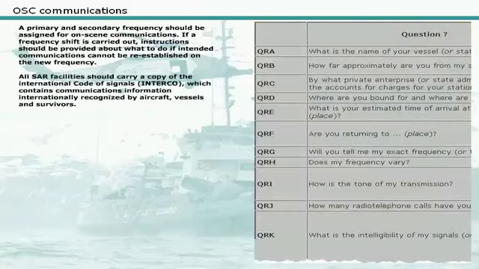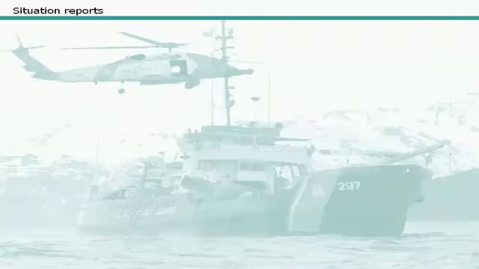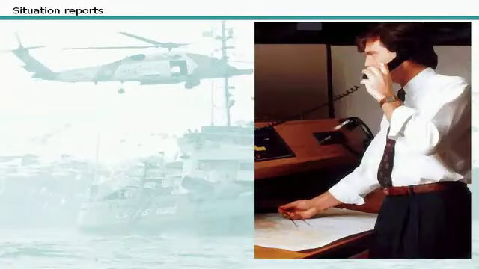All search and rescue facilities should carry a copy of the International Code of Signals, which contains communication information internationally recognized by aircraft, vessels, and survivors. Situation reports should be used to inform of on-scene mission progress and conditions. Here are some examples of possible SITREPs.